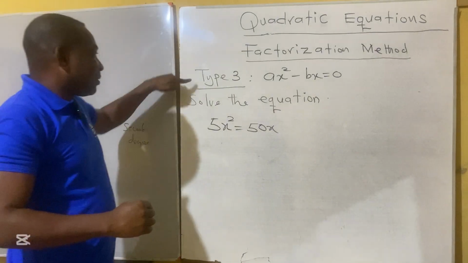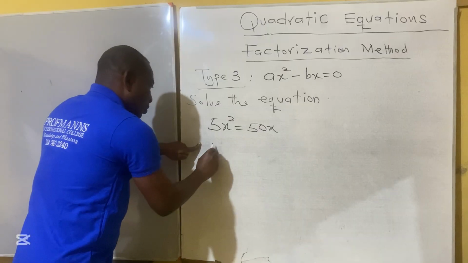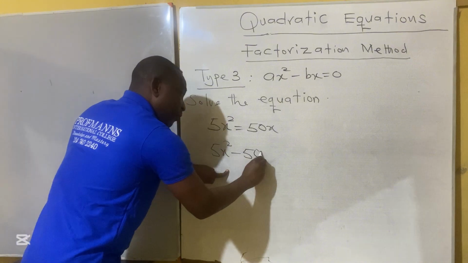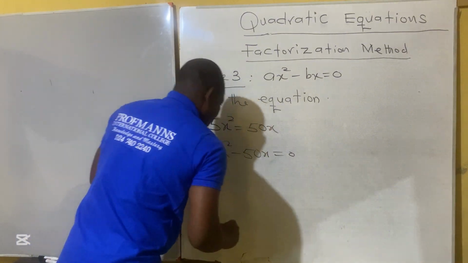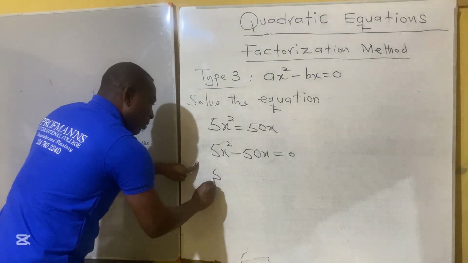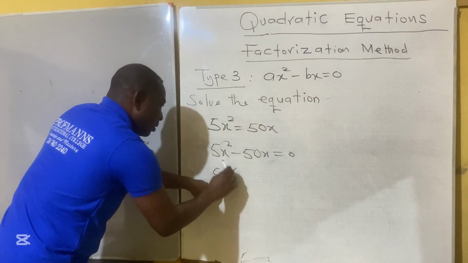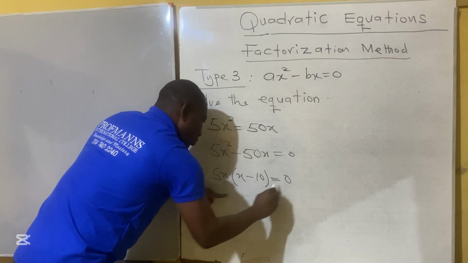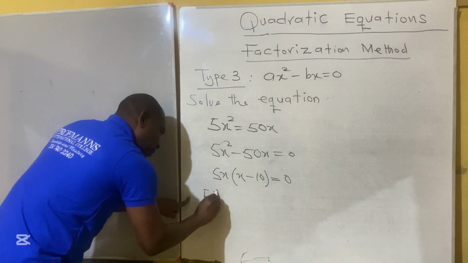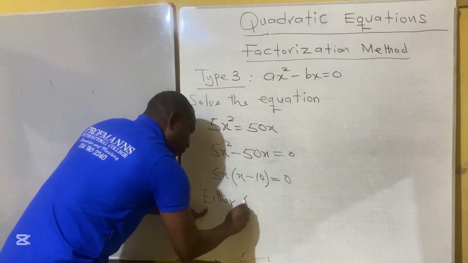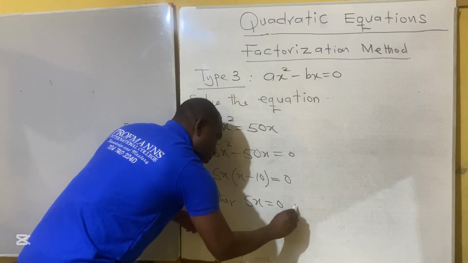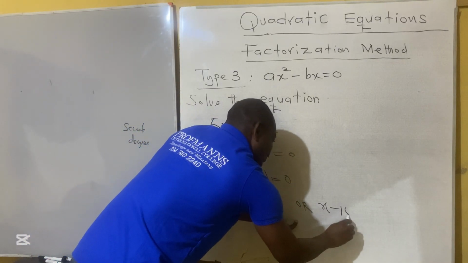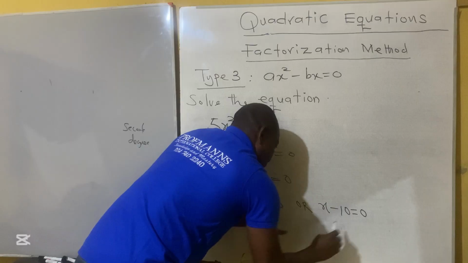One more question under the type 3. So let's equate to 0. 5x squared, this crosses, it becomes minus 50x is equal to 0. Here we factorize 5x, so here becomes x minus 10 is equal to 0. So we say either 5x is equal to 0, or x minus 10 is equal to 0.